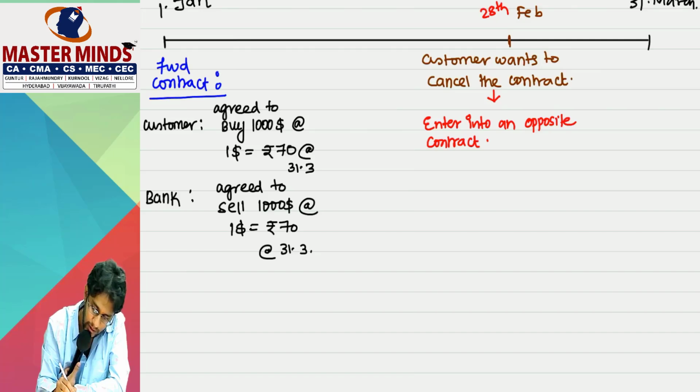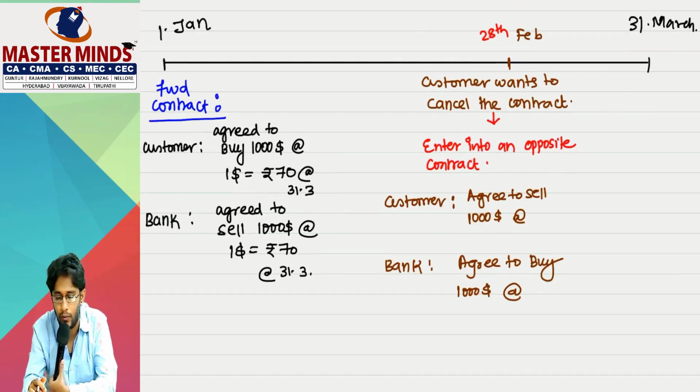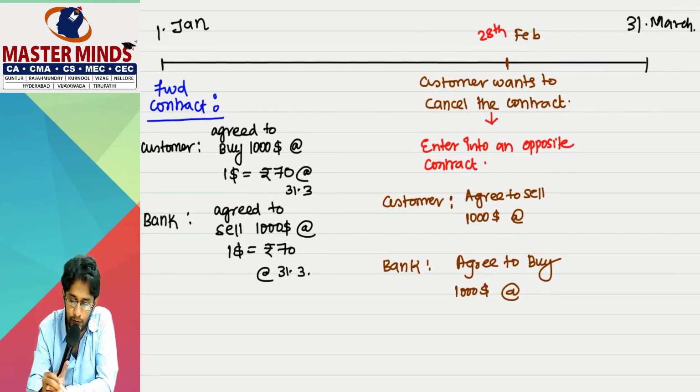You tell me the provisions of this contract. Customer, what should he agree to? Originally we agreed to buy. Now the customer should agree to sell the same amount of dollars. At what rate, I will tell you later on. Bank should agree to buy $1,000 at the rate of... Now, which rate is applicable for you?